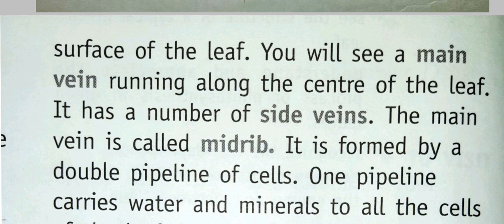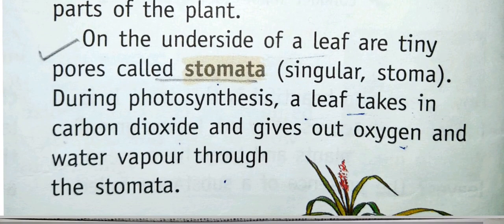Now, on the underside of the leaf, there are tiny pores called stomata. Singular, it is stoma, but when we speak, it is plural only, it is stomata. There are minute pores on the surface of the underside of the leaf, which are called stomata. Stomata are so small that we cannot see them with our naked eyes. The stomata allow the gases to move in and out of the leaf.